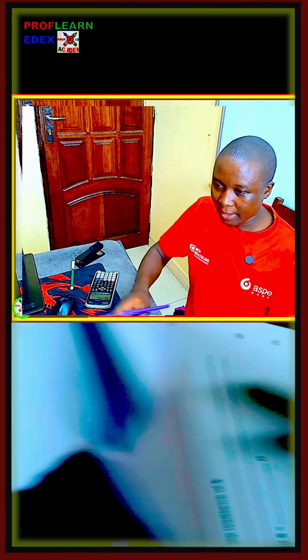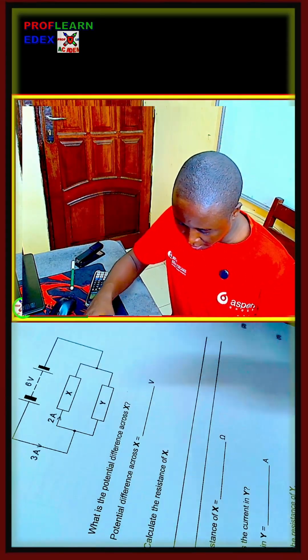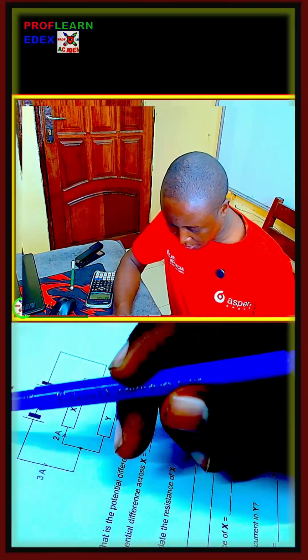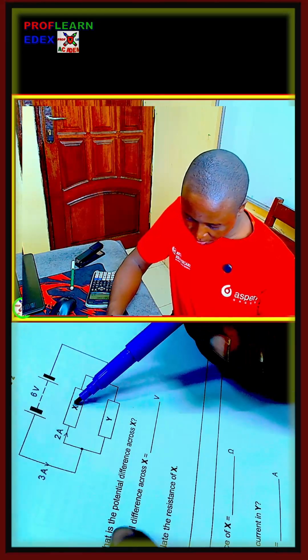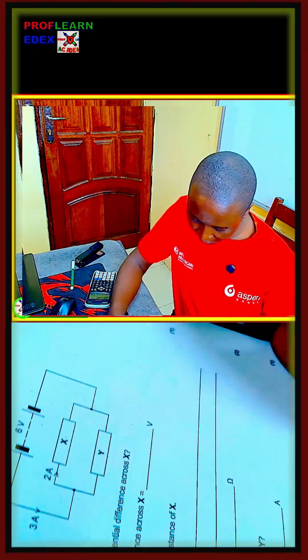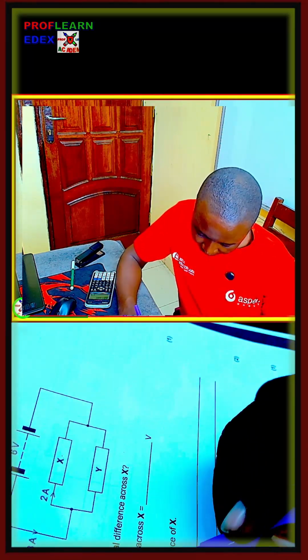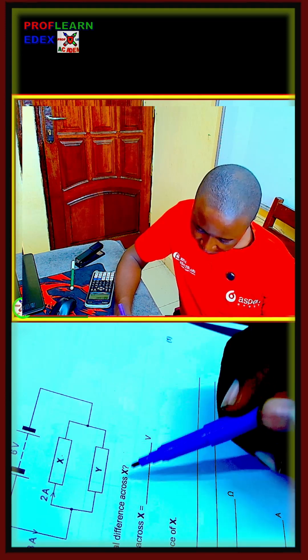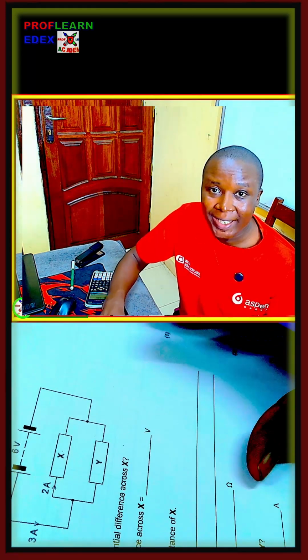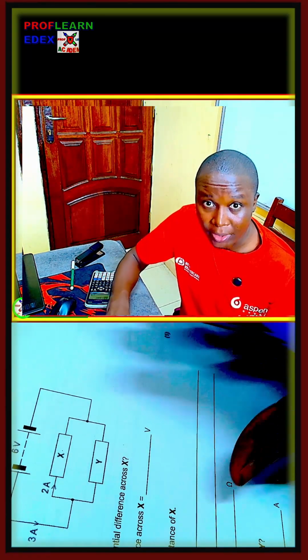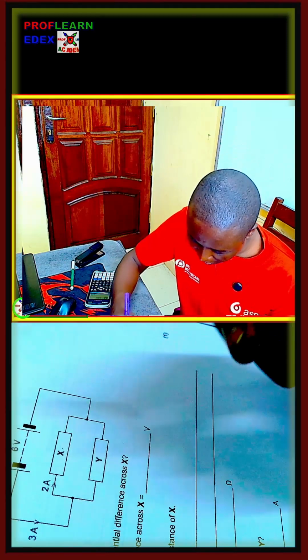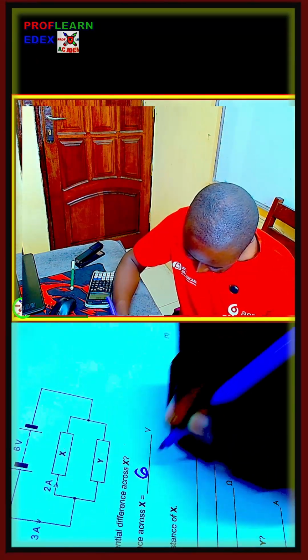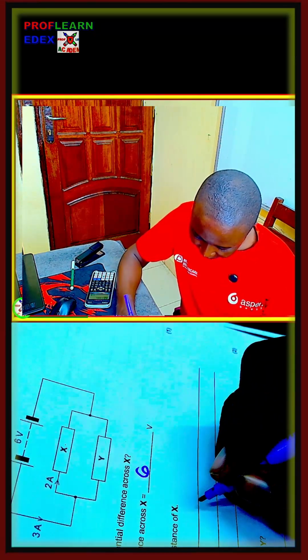Looking at the next part of the question, you are told the figure shows a circuit containing 6 volts. We have 2 resistors in parallel like that. What is the potential difference across X? When components are connected in parallel, they have the same potential difference as the source. So this is going to be 6 volts. Calculate the resistance of X.